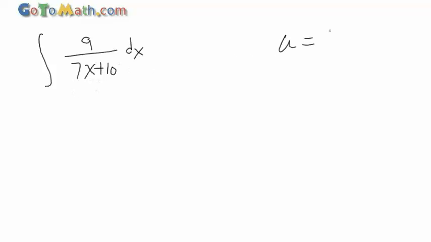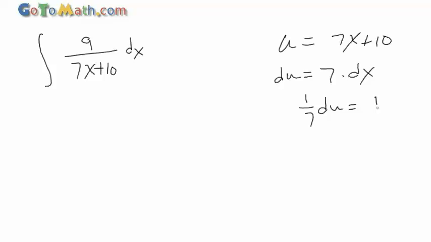We're going to let u be the denominator, 7x plus 10, and du is equal to 7 times dx. Well, we don't have a 7 up here. We do have the dx, so let's go ahead and bring that 7 over. Now we've isolated dx, we can replace the dx with 1/7 du. But I'm going to go ahead and write this one more time.